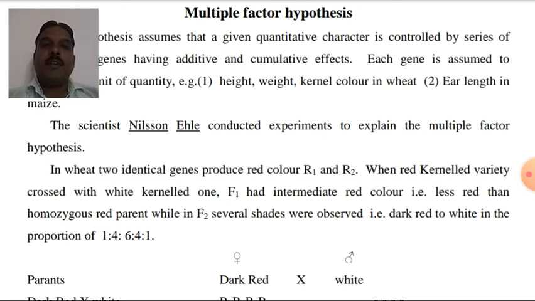And in support of that statement, we studied two examples, that is, kernel color in wheat and ear length in case of maize. So in this particular lecture, we will study one example, that is the kernel color in wheat, and we can prove that a series of independent genes are involved in the genotype. They will show the additive and cumulative effect.